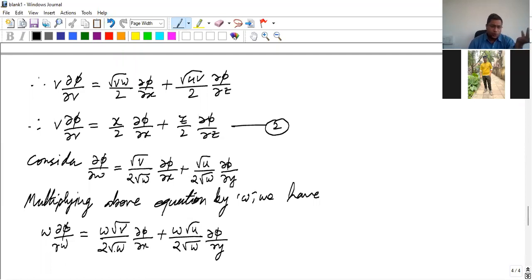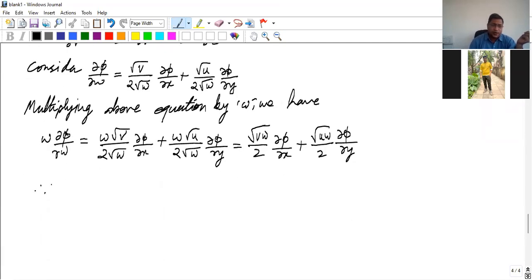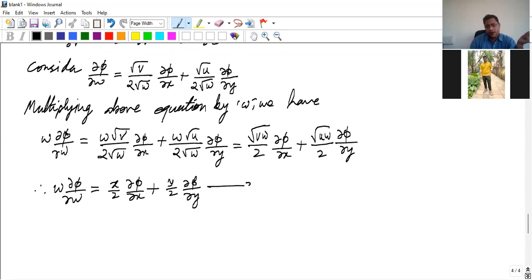So here we can cancel one root of w, and then we can have this as root of v into w by 2 ∂φ/∂x plus root of u into w by 2 ∂φ/∂y. So this term is exactly going to be x again, and this term is going to be y. Once we have this x and y, we can replace and write w ∂φ/∂w is equal to x by 2 ∂φ/∂x plus y by 2 ∂φ/∂y, and this is going to be equation 3.